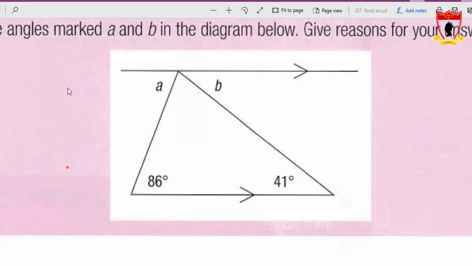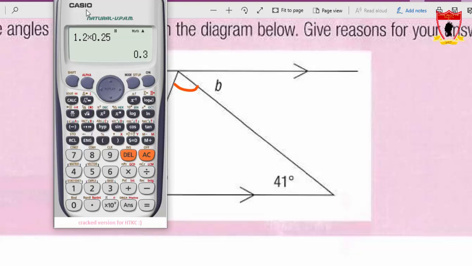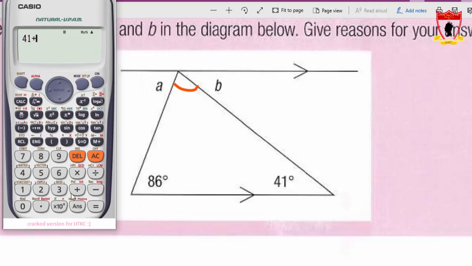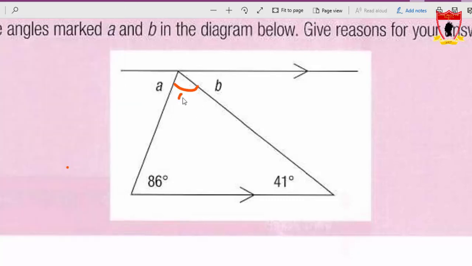Okay, this angle is 86 degrees. This angle is 41 degrees. What we know about a triangle is that all the angles together must add up to 180. And these two angles, 41 plus 86, is equal to 127. How much more do we need to complete 180? 180 minus 127 is 53 degrees. This angle here is 53 degrees.